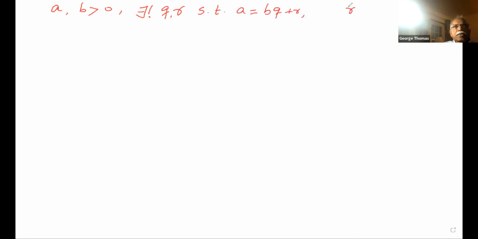r is the remainder. If b is the divisor, r is less than b, isn't it? The remainder is less than the divisor, and the remainder can be 0. So this is the division theorem, and we proved it yesterday. It was a long proof.